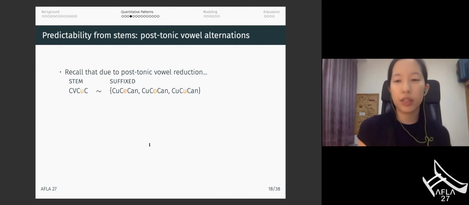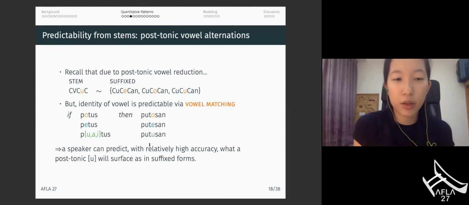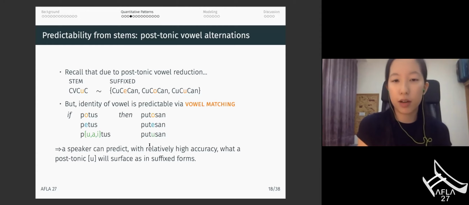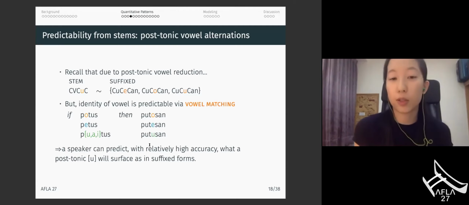And in theory, this alternation should be idiosyncratic and unpredictable. However, what we find in the corpus is that the identity of the vowel is relatively predictable via a process I'll call vowel matching, where the stress vowel of the stem tends to match the stress vowel of the suffix form. For example, given potus with a stressed O, then the suffix form is most likely putosan. Given petus, the suffix form is most likely putesan.